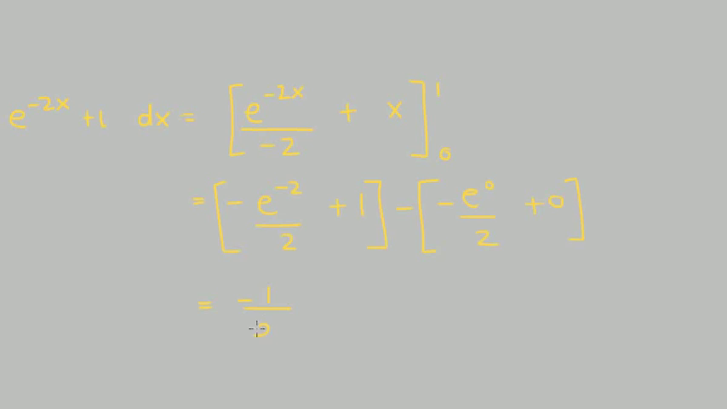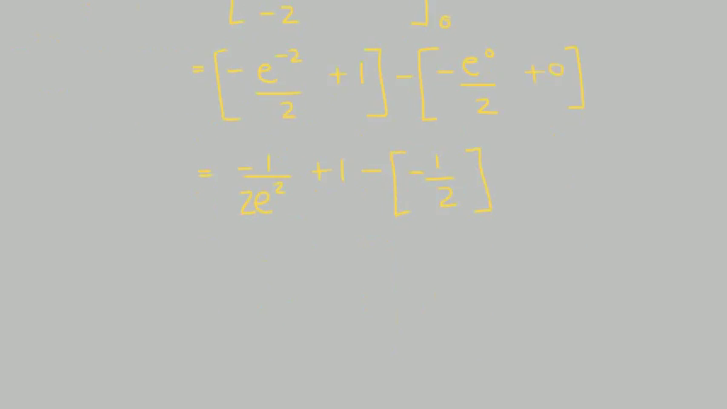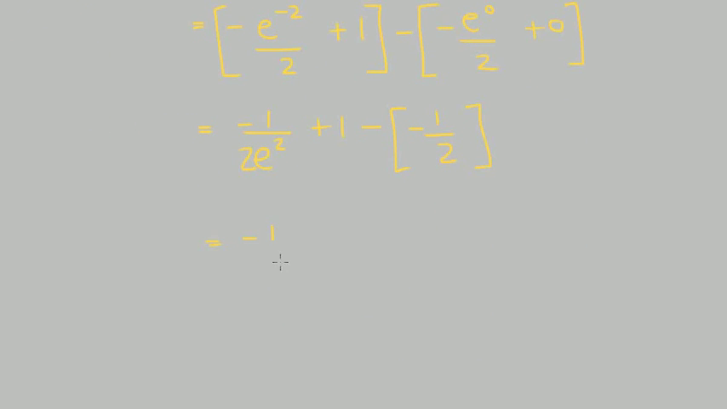So to simplify the first term, I'm just going to bring e to the power of minus 2 to the bottom to make it e to the power of 2, plus 1, minus, and minus e to the power of 0, that's going to give me minus 1 over 2, because anything to the power of 0 is equal to 1. So we get minus 1 over 2 e to the power of 2 plus 1 plus a half. And we're done.